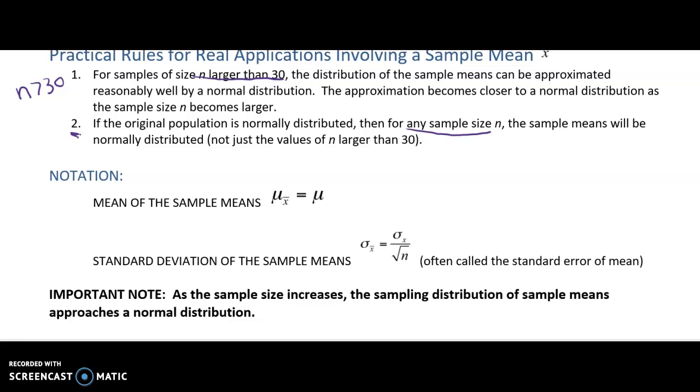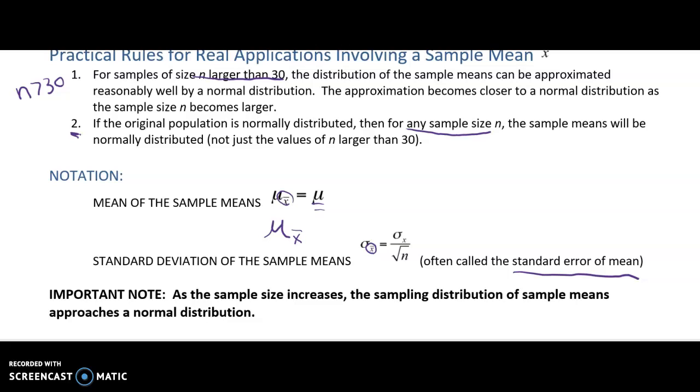There's some notation that we'll see. The mean of the sample means will be mu sub x bar. That subscript means that it's the mean of the sample means, and that is equal to the population mean. Remember, because the mean of the sample means targets the population mean. The standard deviation of the sample means is sigma sub x bar, which will be the standard deviation of x divided by the square root of n. It's also called the standard error. So we're dividing by that square root of n to correct for error.